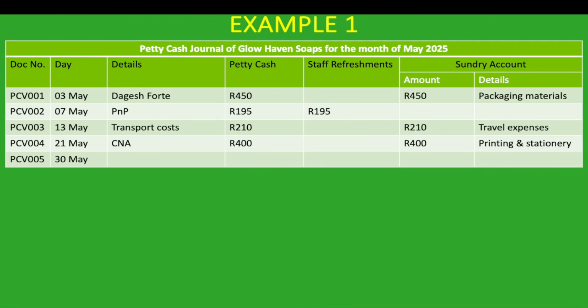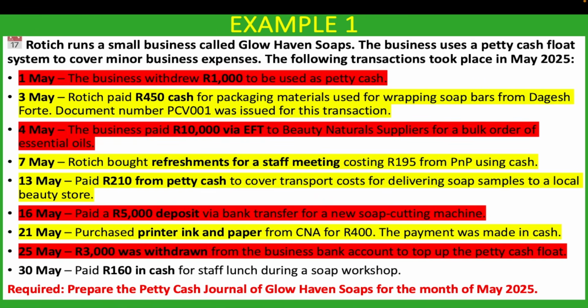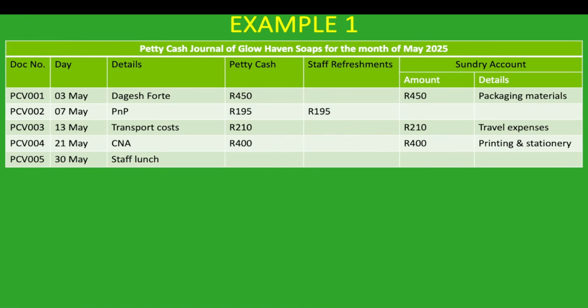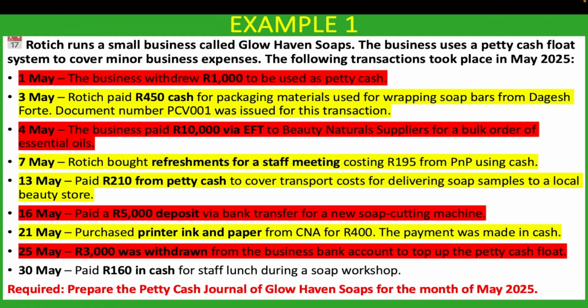And the details there, who did we pay this money to? Well, let's go back. You can see that it was paid for staff lunch during soap workshop. So we don't have the name of the person that we paid for the lunches that we bought, so we're going to put it as staff lunch under details there. As we've already explained earlier, that's what you do when you don't have the name of the person that you are paying. And what is the amount there? Well, let's go back. You can see it's 160 Rand that we paid in cash, so we're going to put it under petty cash, 160 Rand.